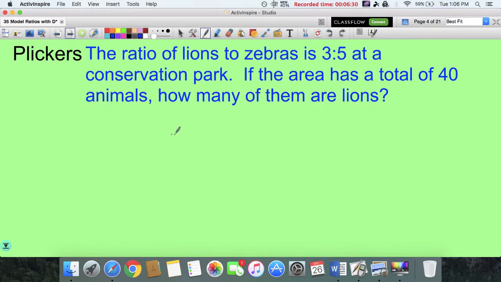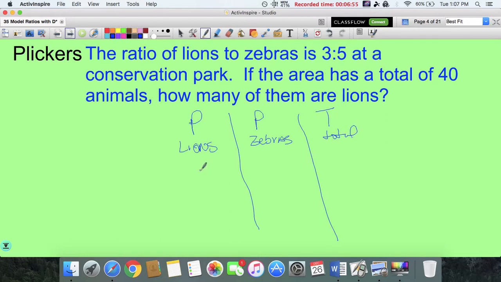All right, so this was a Plicker's question, but hopefully you can do this. The ratio of lions to zebras is 3 to 5. So I like to use something like this: part, part, total. And I'll even draw 3 columns here. Remember that order does matter. So this is the lions, this is my zebras, and T for total, right? So far I know that if there are 3 lions, there are going to be 5 zebras, and a total of 8 animals, right? That's the information I gather from this.